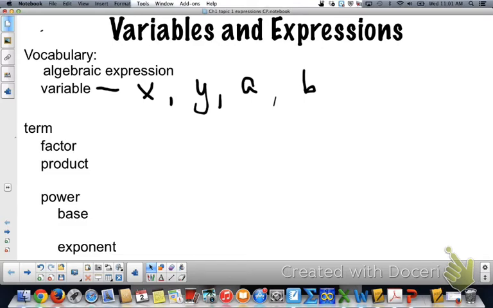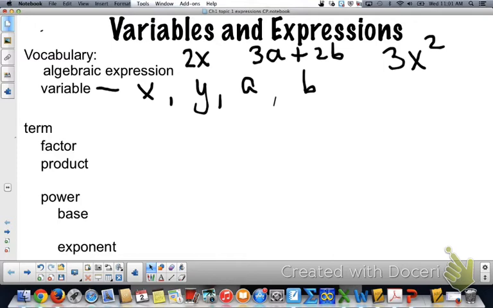An algebraic expression has variables in it. Okay, so something like 2x is an expression, or 3a plus 2b, that's an expression. You also see something like 3x squared. Those are all algebraic expressions.